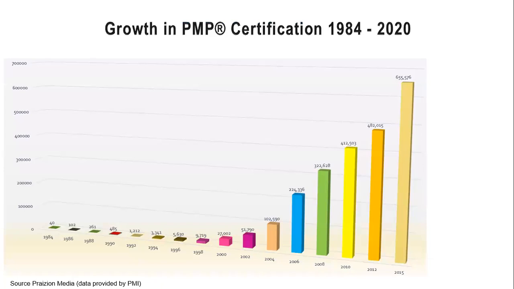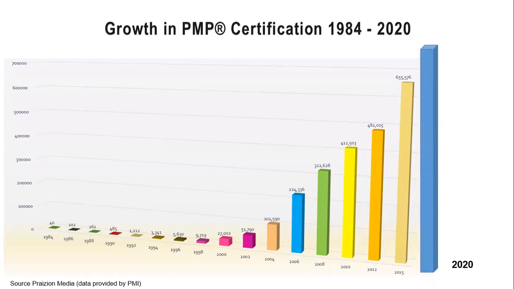If you take a look at this histogram, at the time I put this together, you can see that there were 40 PMPs in 1984, but in 2020, the number had swollen to a million plus. Like right now, there's 1.1 million plus PMPs in the world. That is a huge amount of individuals getting certified. And the reason is because this certification can offer a ton of value to you.